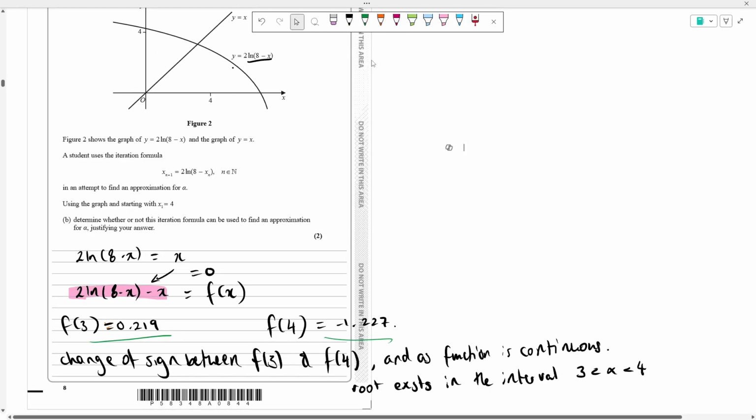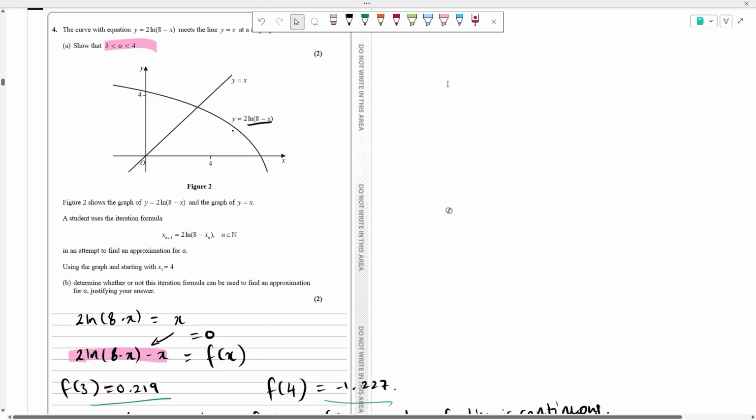Okay, for part B of this question, it says that we are using this iteration formula here, and we need to find an approximation for alpha. Now it says using the graph and starting with x1 is equal to 4, we need to determine whether the iteration formula can be used to find the approximation or not. And it's a 2 marker.